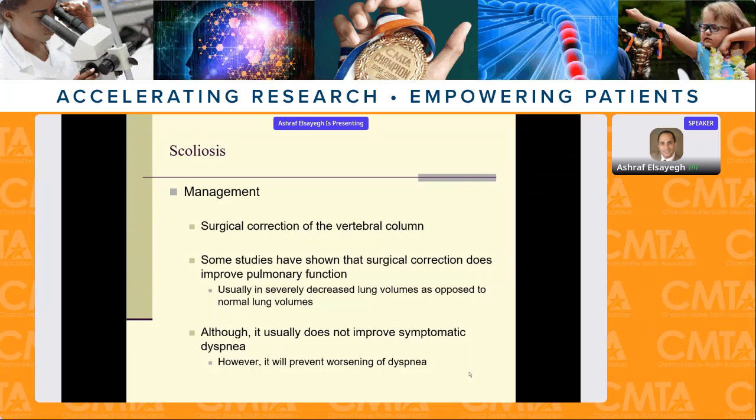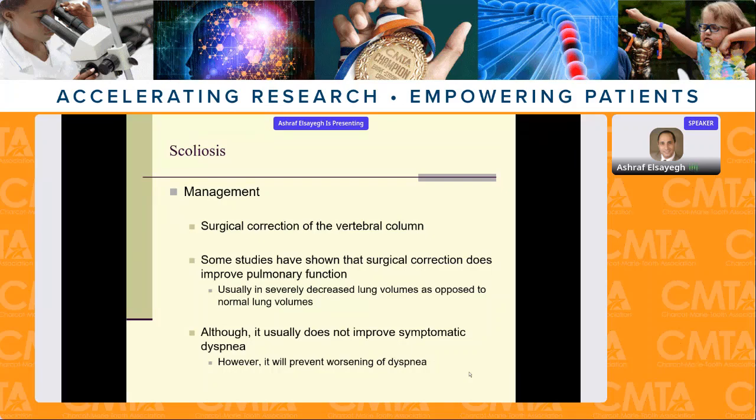But I do need to point out a few things. Number one, some studies have shown that surgical correction does improve pulmonary function testing, but it's only usually in severely decreased lung volumes as opposed to normal lung volumes. However, no study has shown that it improves symptomatic dyspnea. What it does improve is that it helps prevent worsening dyspnea.